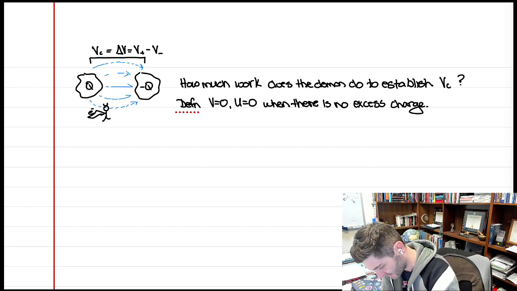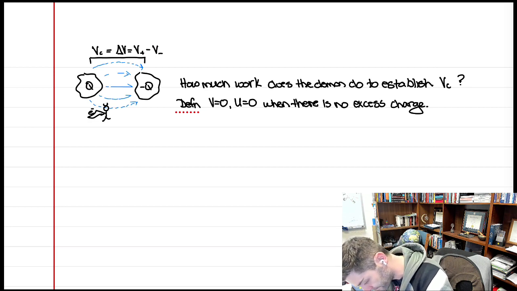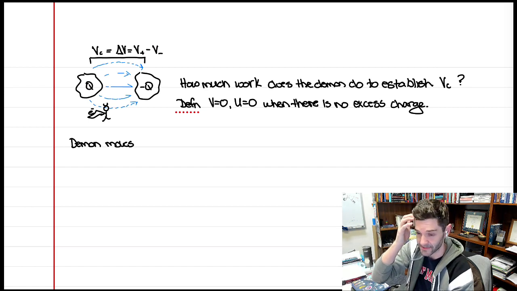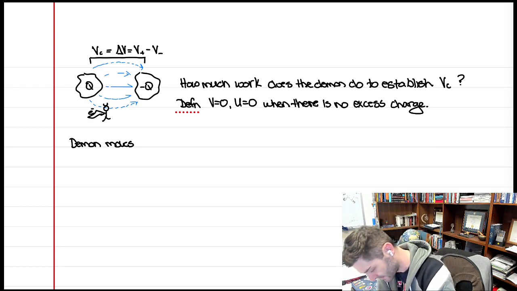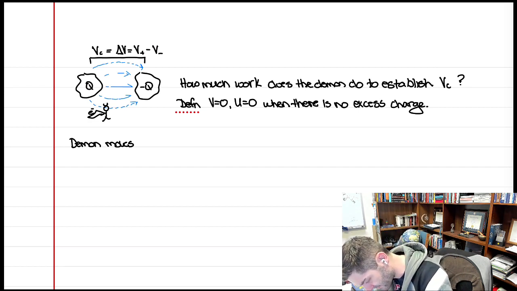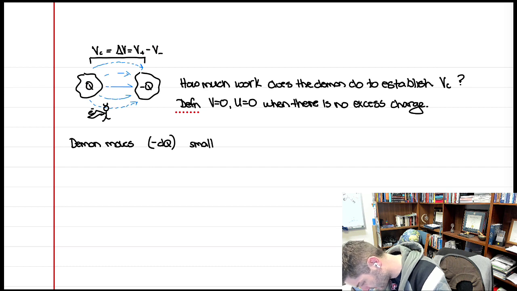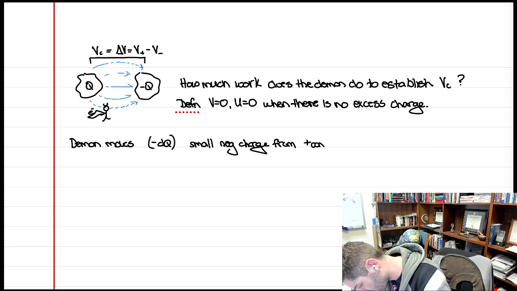So, here's the idea. And we can do this in the calculus limit. Right, so the demon moves some small amount of negative charge, right? I was using the examples of electrons, but we're going to say it moves some small amount of negative charge. So I'm going to write that as negative dq. Again, that's a small amount of negative charge from the positive conductor to the negative conductor.